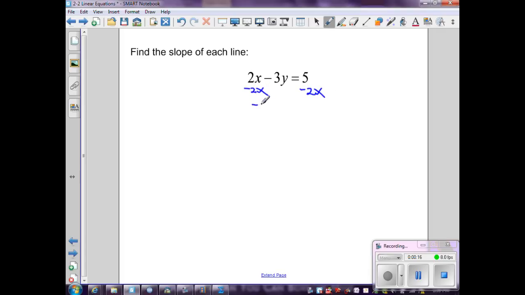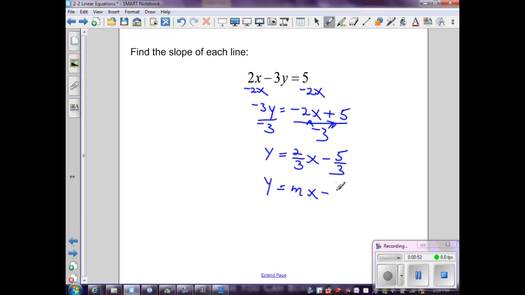When I do that, I get a negative 3y equals a negative 2x plus 5. Divide by a negative 3 gives me y equal to, negative 3 has to go into both, whether it goes in evenly or not. Negative divided by a negative is a positive 2/3 x. Positive divided by a negative is a negative 5/3. This is our slope-intercept form.